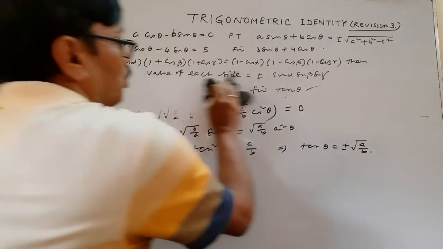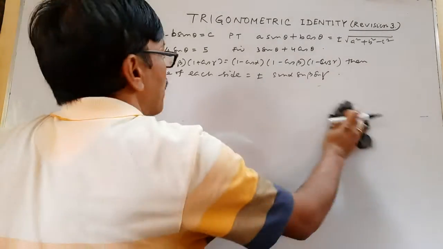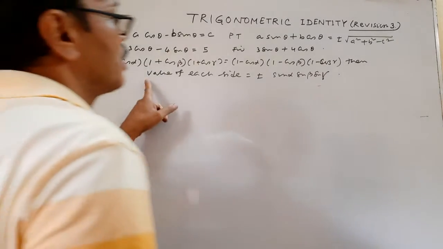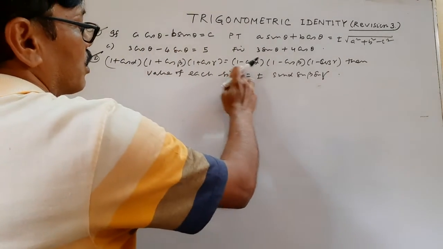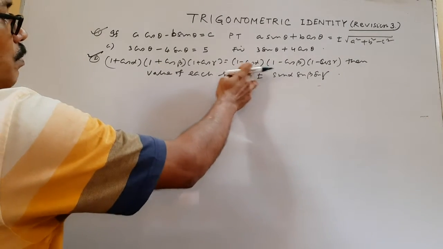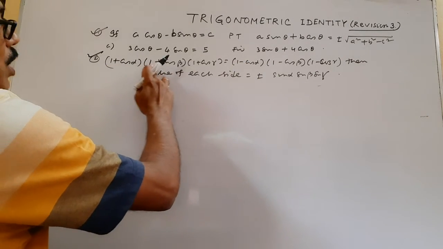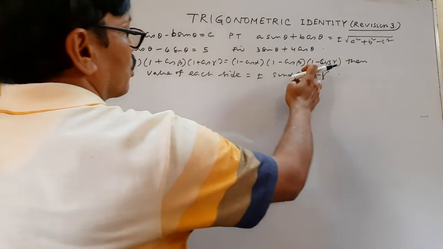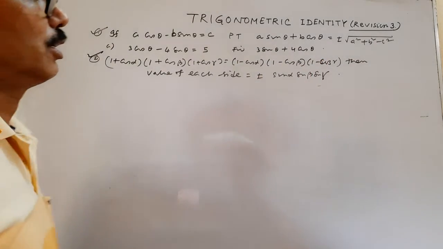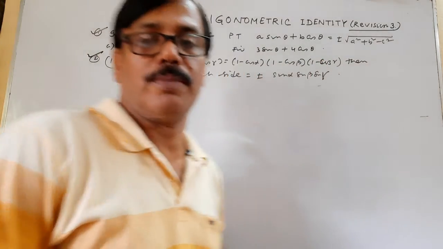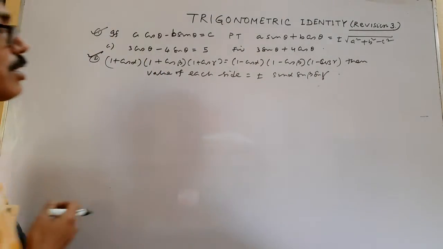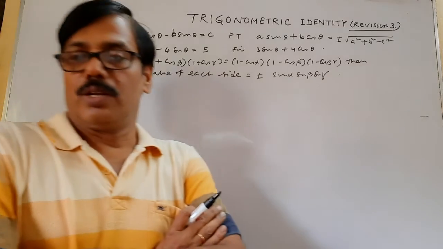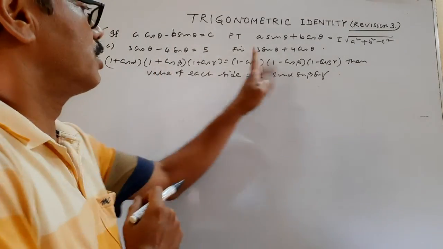Now problem number 2. So this equals this. So 1 plus cos, this is 1 minus cos. Different sign. If we multiply, 1 minus cos square, 1 plus cos beta, 1 minus cos beta. So for this type of problem, you have to find the value of each side, plus minus this. So it is plus, it is minus.